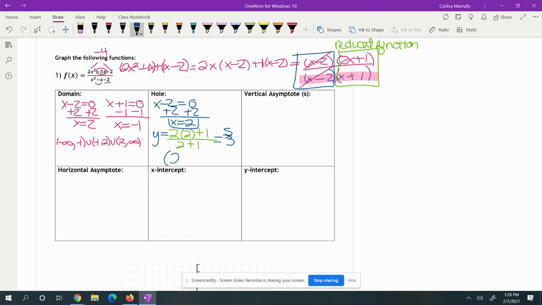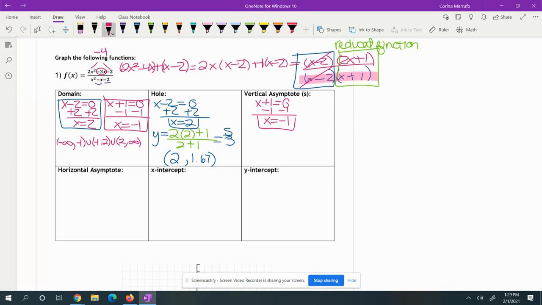So the coordinate of this point, or my hole, is going to be 2, comma, and then 5 over 3 is going to be 1.67. Okay, so now I have my hole. Remember, our hole was the one term that canceled, and my vertical asymptote is going to be the other one that did not cancel. So the one that did not cancel was the x plus 1. When we set that equal to 0, we subtract 1, we get x equals negative 1. Now this one is not a coordinate, this is a vertical line, an invisible line.